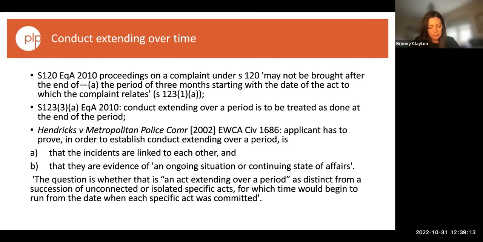Where a claim arises out of the dismissal of the employee, the operative date from which time begins to run is not the date when any notice of dismissal was given, but the date when, by reason of that notice, the employment was terminated. And that's been dealt with in a number of cases in relation to race discrimination, sex discrimination, disability discrimination.